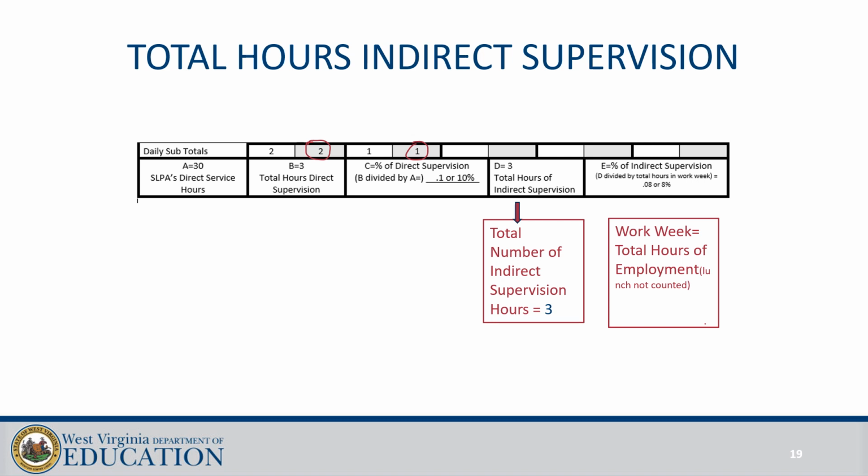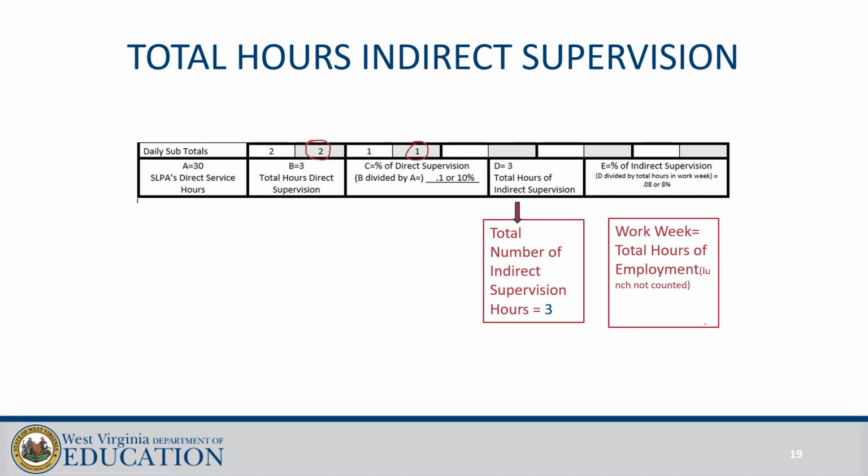In order to calculate the percentage of indirect supervision, or E, we take the total hours of indirect supervision and divide it by the work week total. By work week, we mean weekly school hours minus lunch times. So if the school week is 37.5 hours of employment and we take away a half an hour of lunch every day, we end up with 35 hours for the work week.